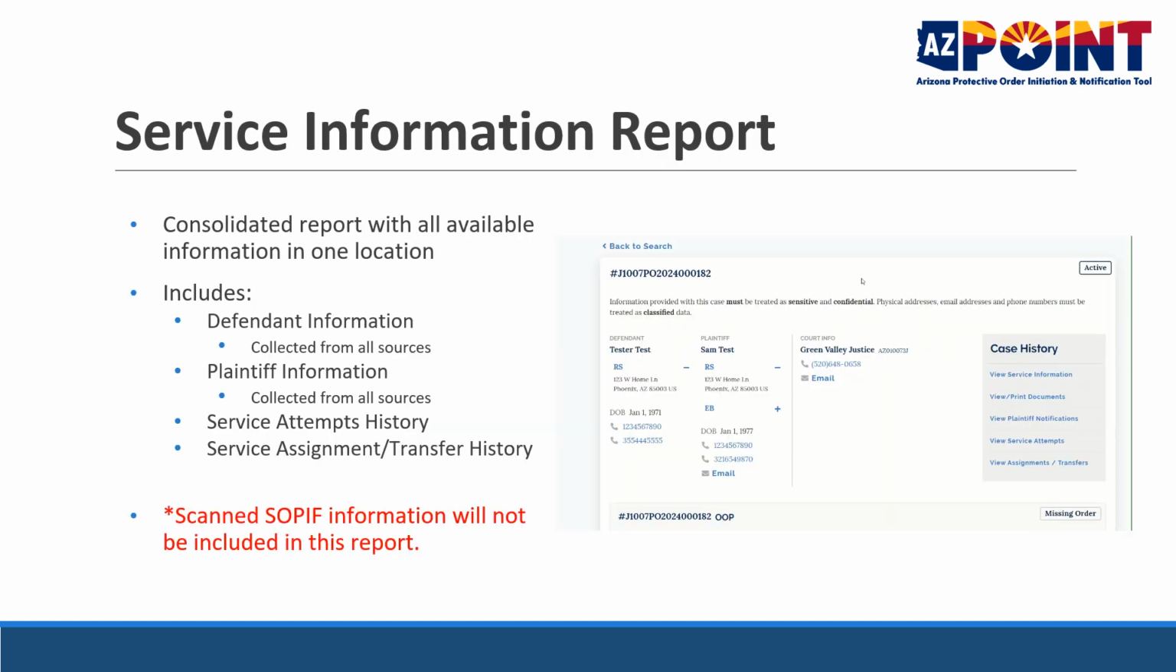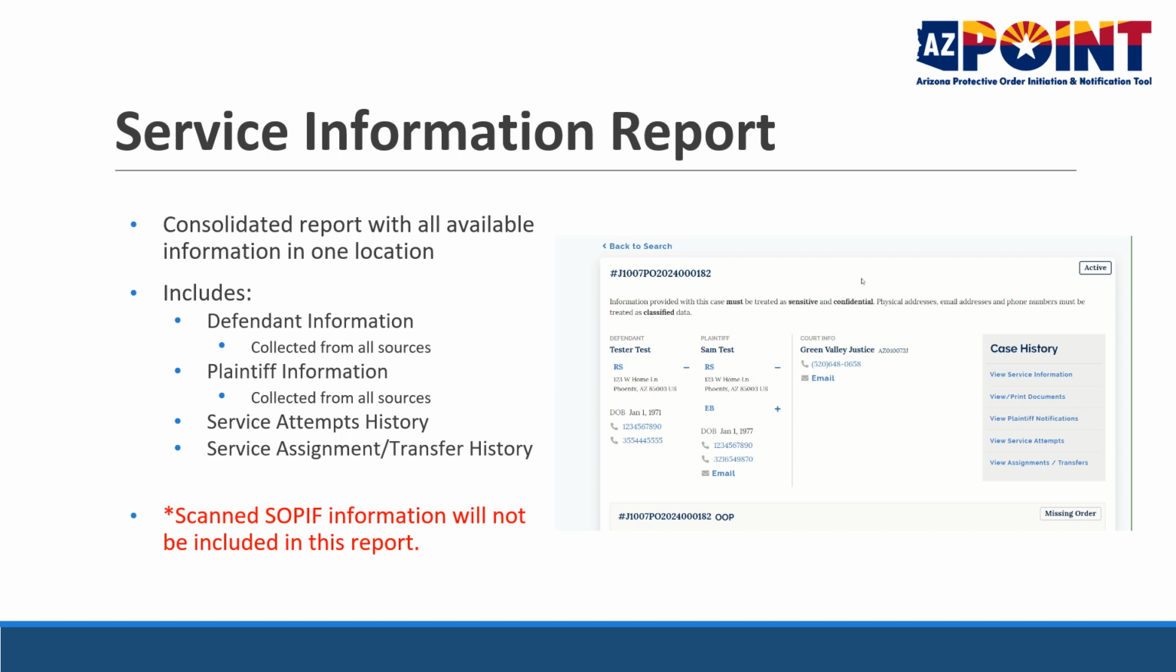We also were able to implement a service information packet. So what this is, is a one-stop report where it's pulling together the data that we've received from several different sources. Oftentimes we heard from servicing agencies that it was frustrating to have to go into multiple places and click several different fields to get the information needed. You might have to go into service attempts or into the service assignments transfer history to get that full picture of what's happened. So we created this report that pulls it all together.